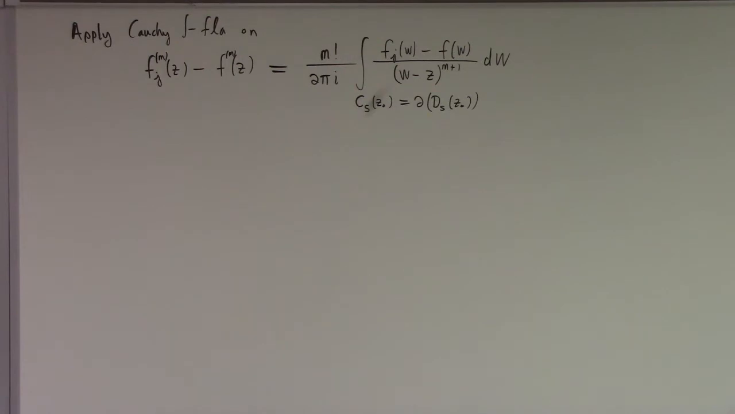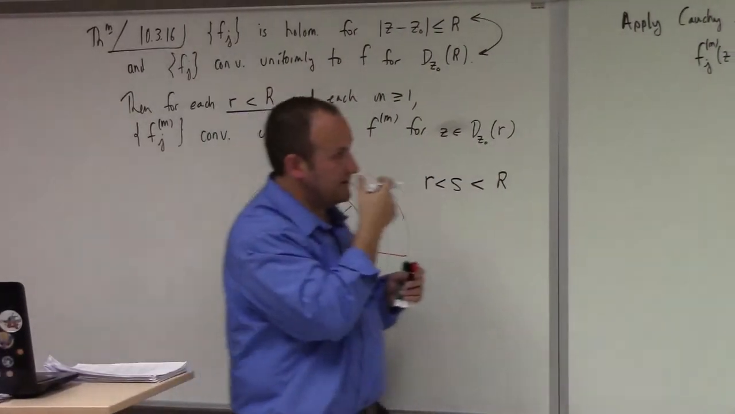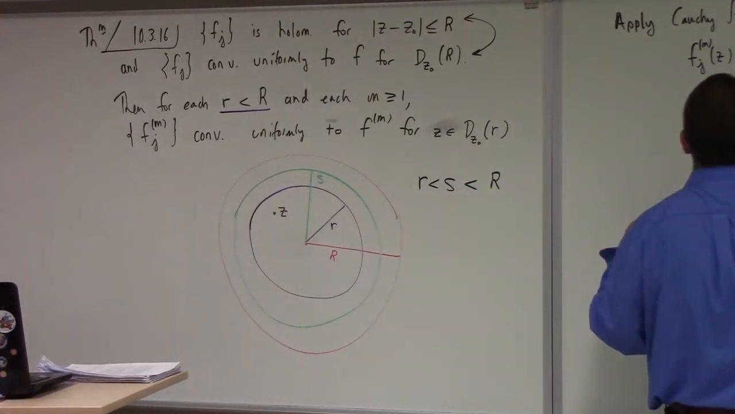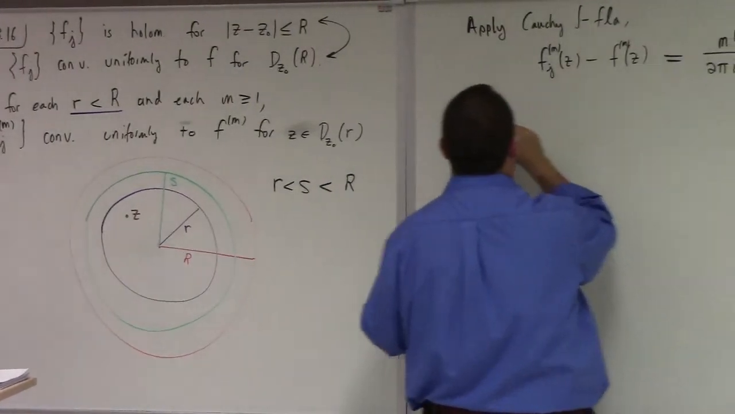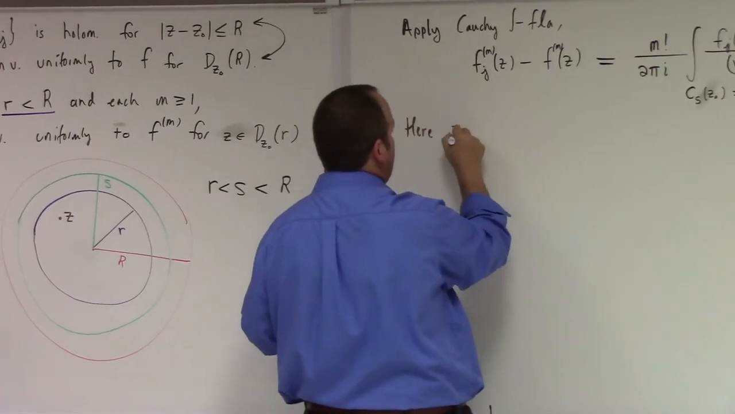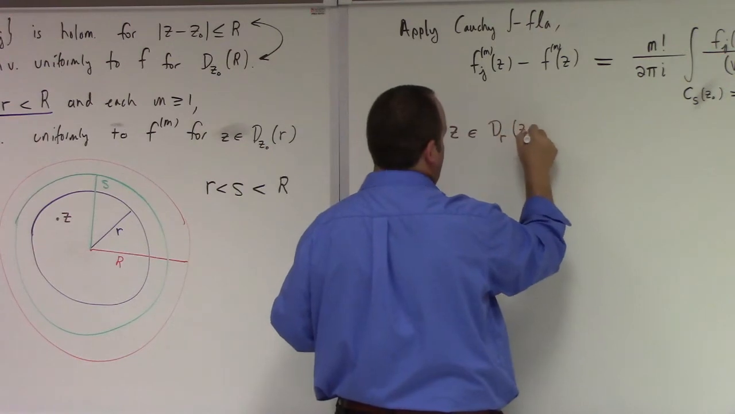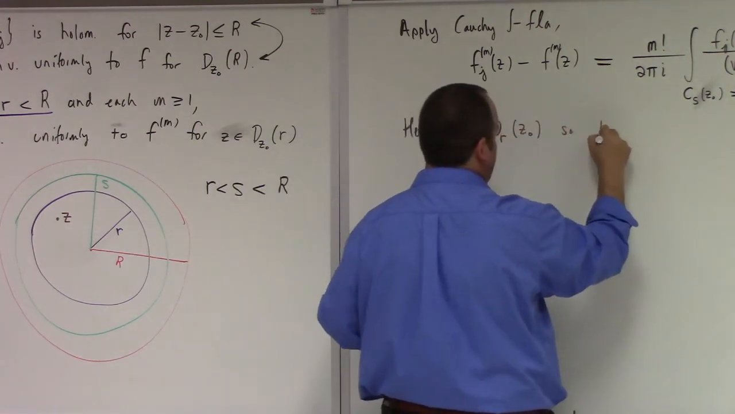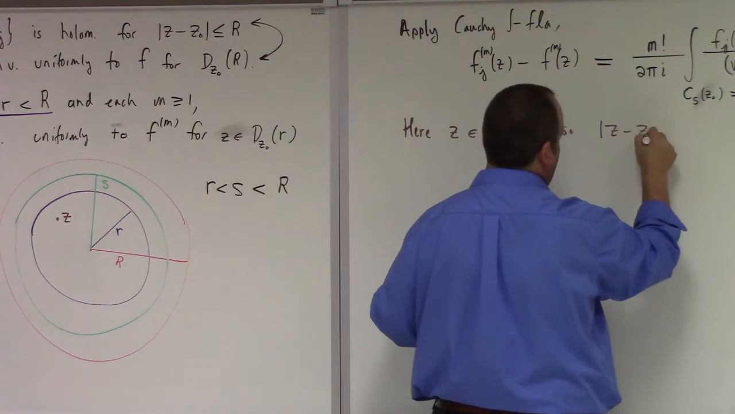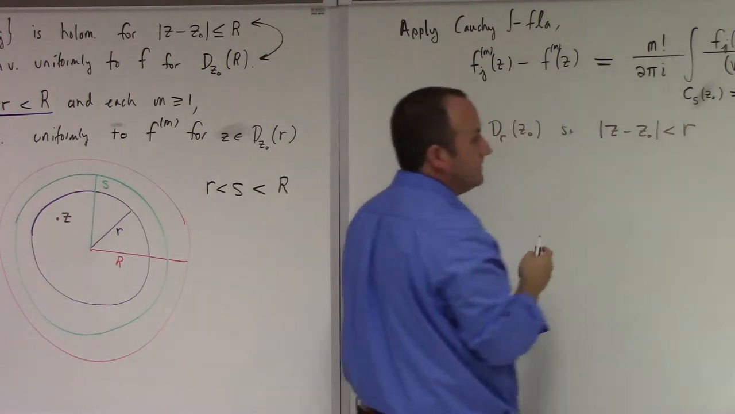This z, though, let's be careful. Where is z? z is a fixed point, and we want it to be inside the purple circle. So z is like in here. So here, z is an element of the disk of radius r centered at z naught. So we have that the modulus of z minus z naught is less than r.